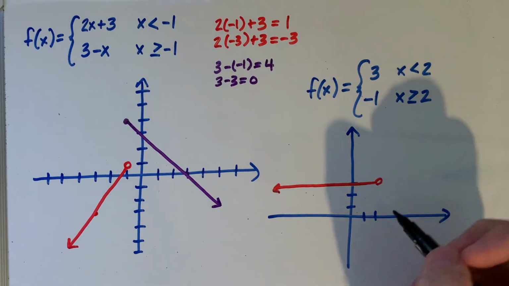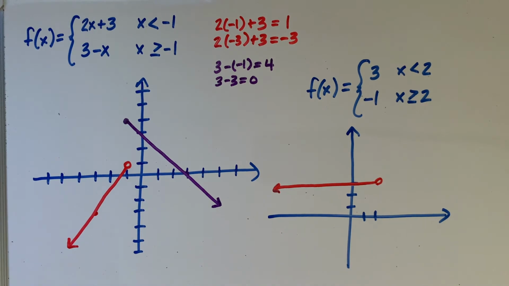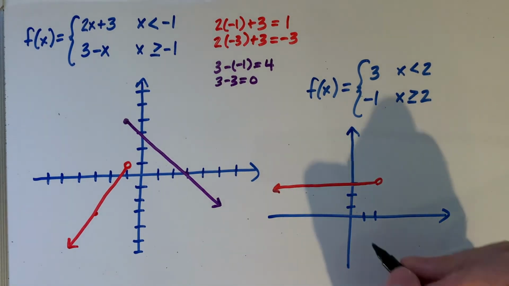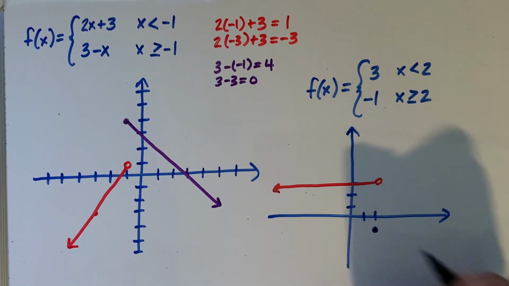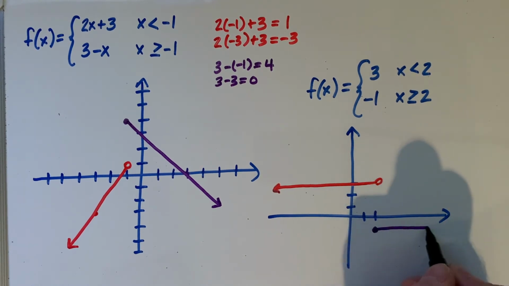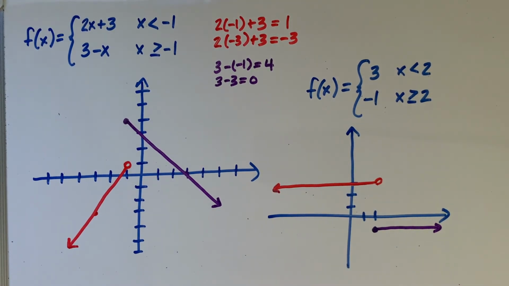For x greater than or equal to 2, we're looking at -1. So down here at -1, we're going to have a closed circle at 2, and we're going to draw the graph going to the right.